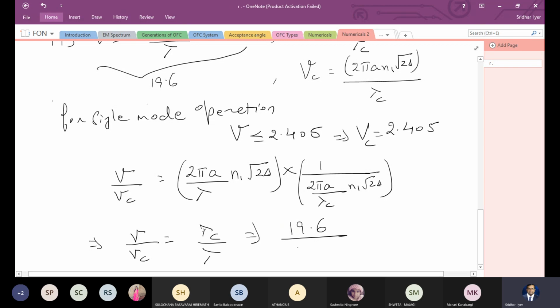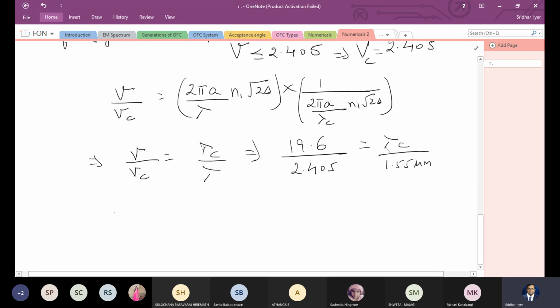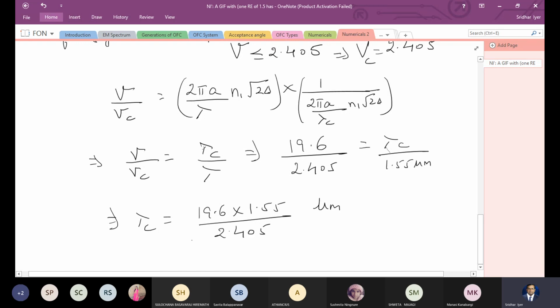The value of V we have calculated is 19.6. The value of VC for single mode operation is 2.405. We don't know the value of lambda c, which we have to calculate. The value of lambda is already given to us, which is 1.55 micrometer. Therefore, from here we can find the value of lambda c, which is 19.6 into 1.55. I'll keep the micrometer separate so that I'll get the wavelength answer in micrometer, and this will divide by 2.405. So let me calculate this value.